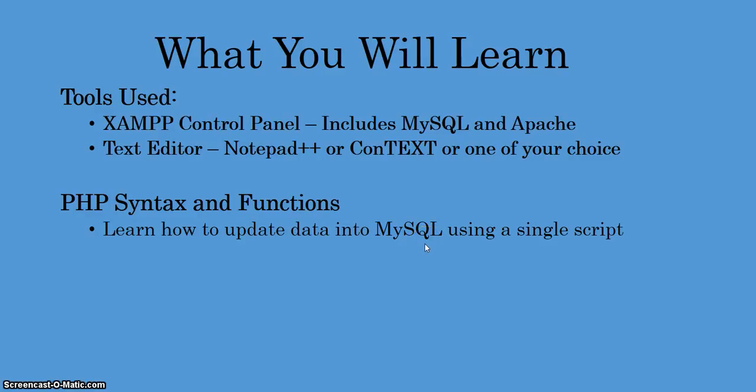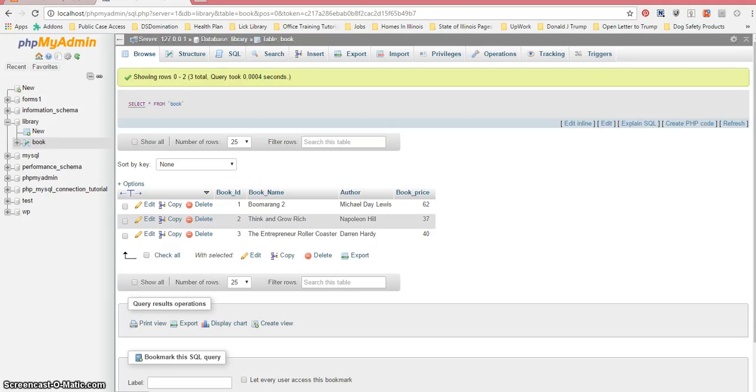So let's first go over to phpMyAdmin to show you what the record values are, and then we'll get into the actual code and we'll run the example. So let's go there now.